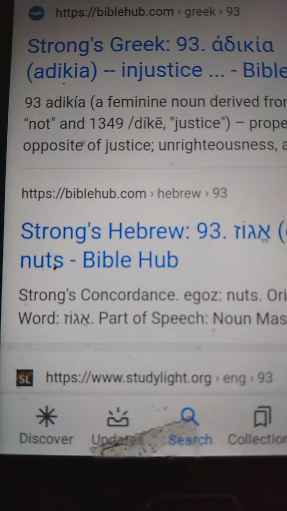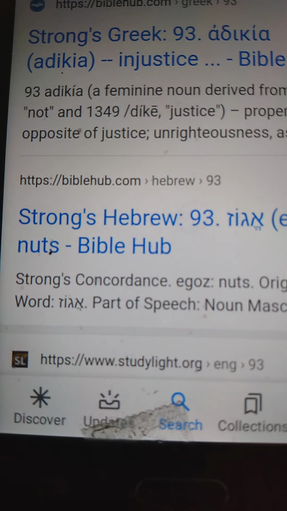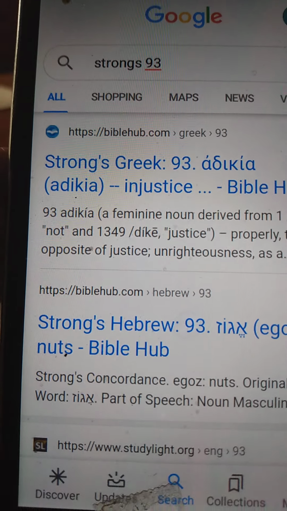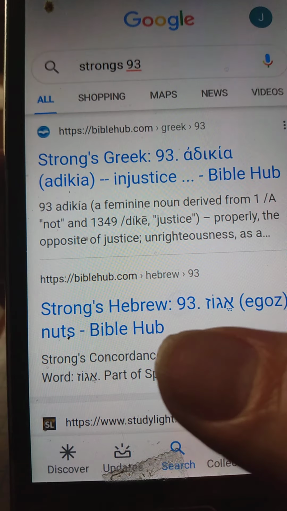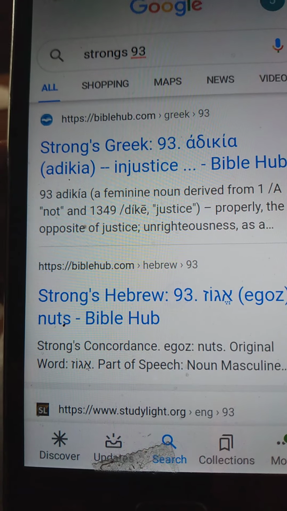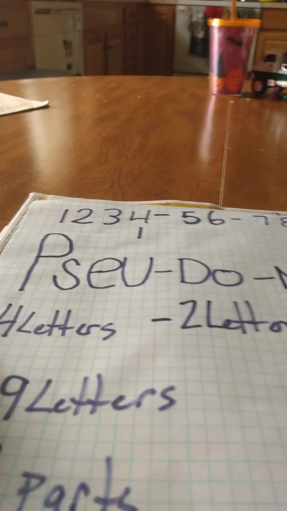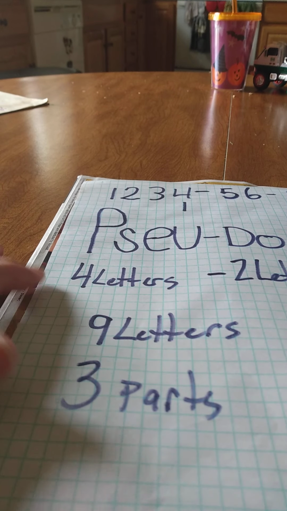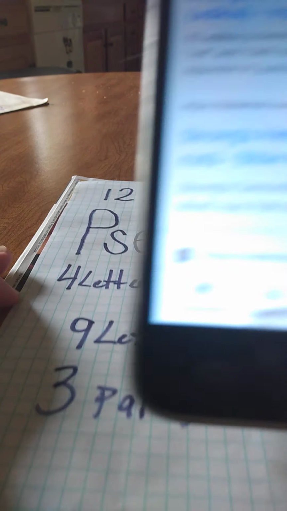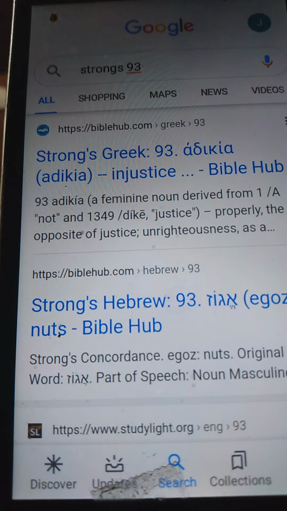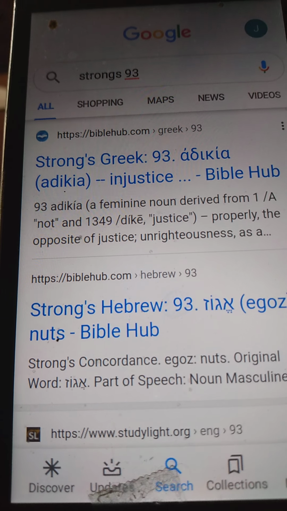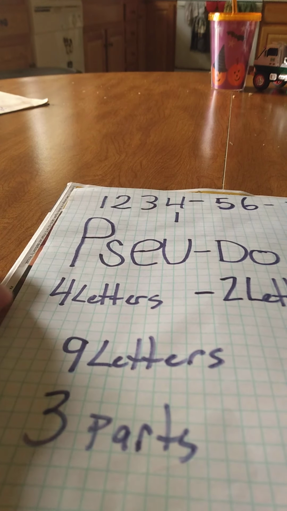Hebrew is nuts. So anyhow, I'm sure that's probably not what it actually means, like crazy, as in nuts crazy. But I think it's funny that pseudonym, the way I was shown, is 9 letters, 3 parts, and 9-3 is injustice and nuts. That's pretty damn funny.